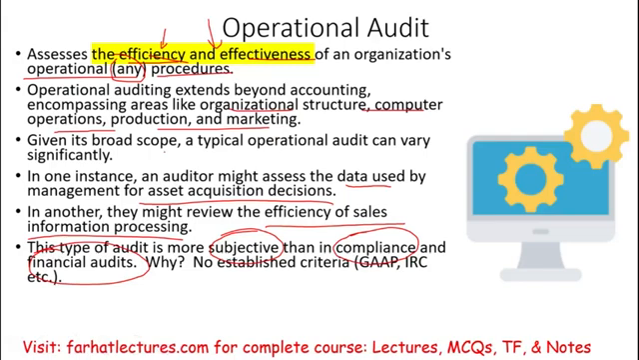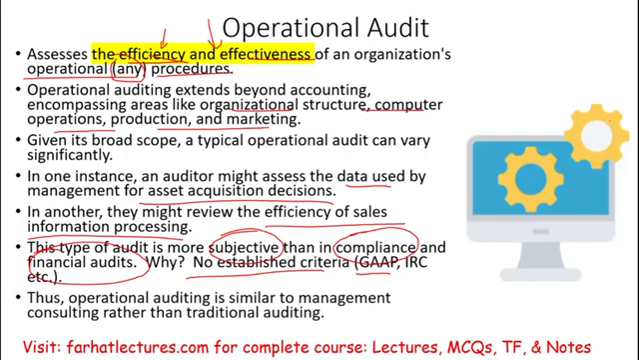We're going to see compliance and financial audit. They have established criteria, such as using generally accepted accounting principles or the Internal Revenue Code. Operational audit most likely resembles a consulting engagement rather than a traditional audit.